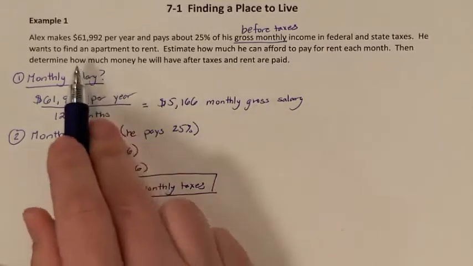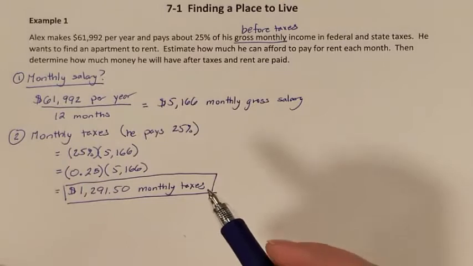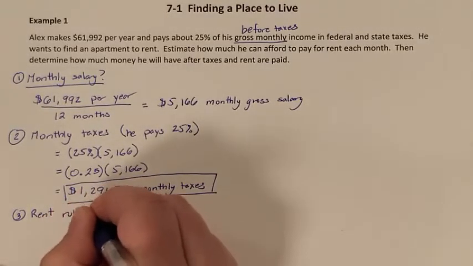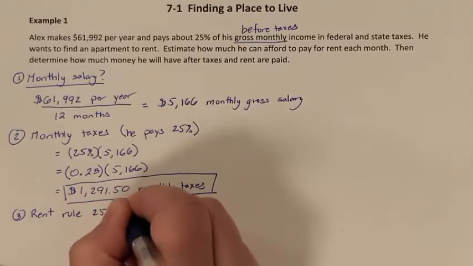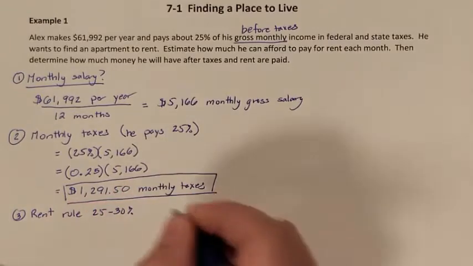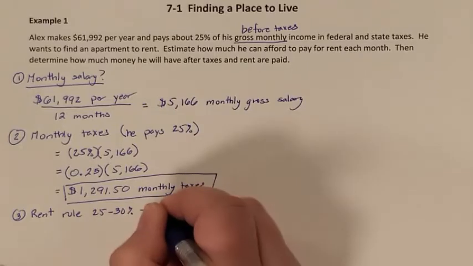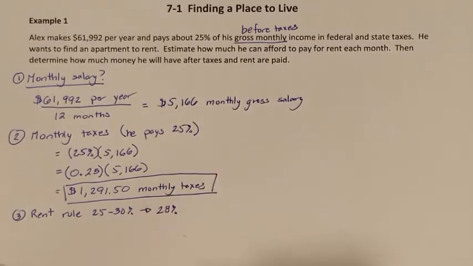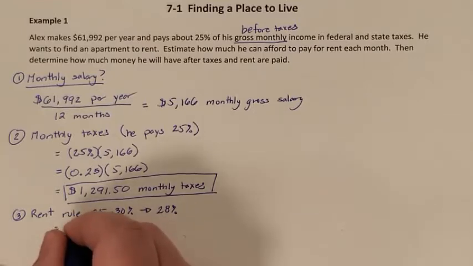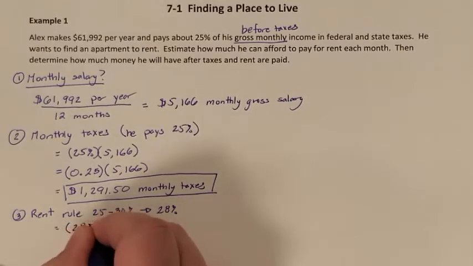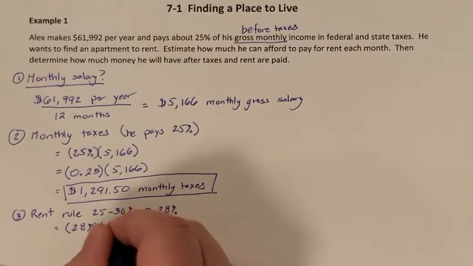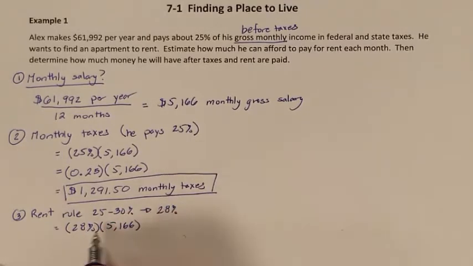Well, now we need to figure out his rent, because remember, he's looking for an apartment to rent. If you're renting, the rent rule is to find something between 25 and 30% of your monthly salary. And right in the middle of that is 28. So we're going to use 28% of the monthly salary as our good estimating point. So it's 28% times his monthly salary. This will give us a good estimate of how much he could afford.